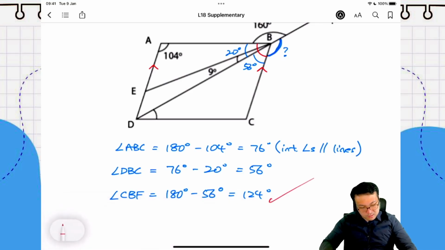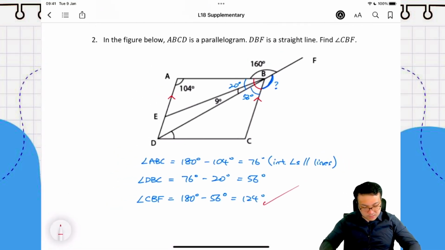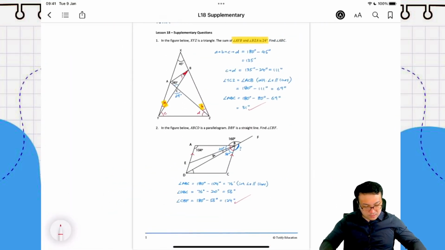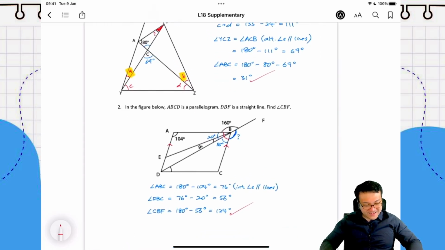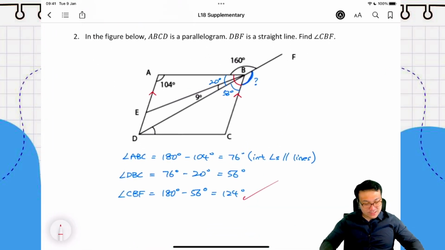Gwen, which question do you think is more difficult? Question 2 or question 1? Question 1, eh? Would you say that question 2 is medium, easy or hard? Alright, very good, Gwen. Well done.